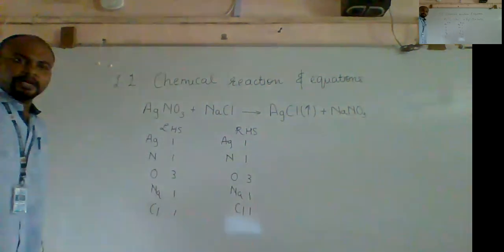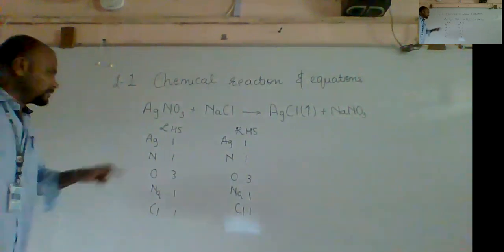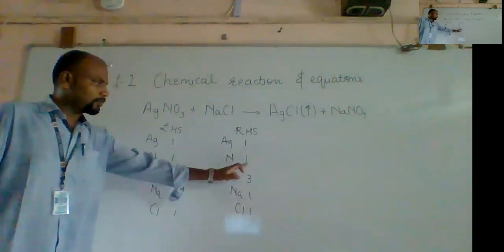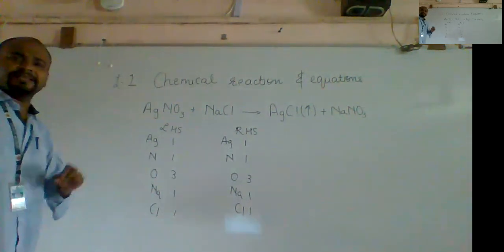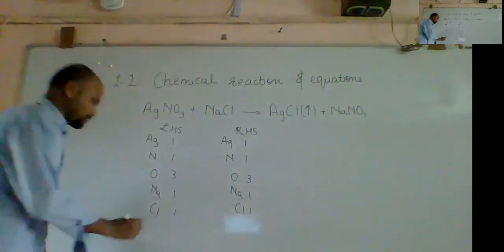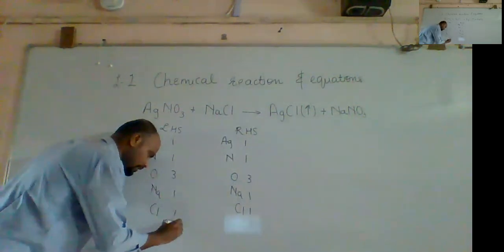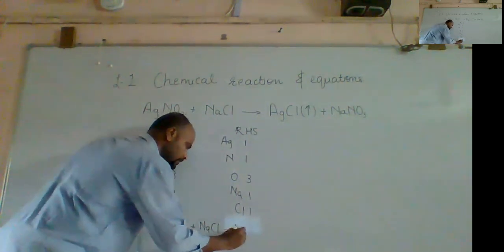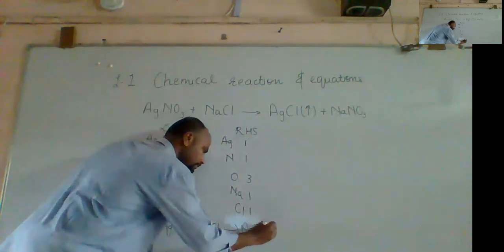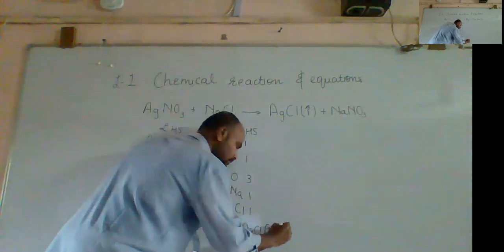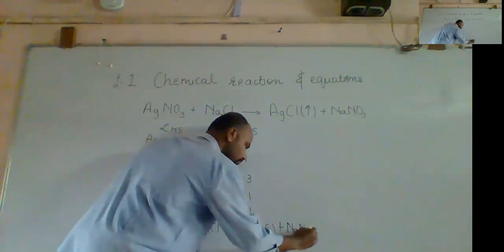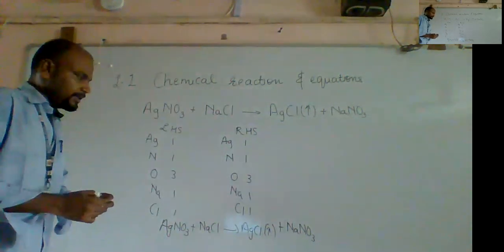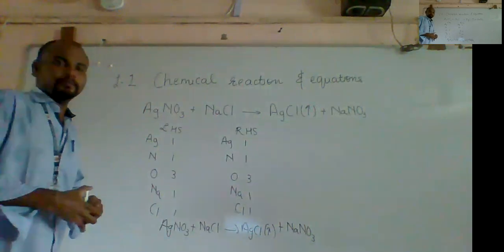So if we see the number of atoms on the reactant side and product side, silver is 1, the product side also 1, nitrogen 1, and oxygen 3 over here also 3. You can see it is a complete balanced chemical equation. AgNO3 plus NaCl gives AgCl plus NaNO3. The arrow pointed upward at the product side indicates that a precipitate of silver chloride is formed.